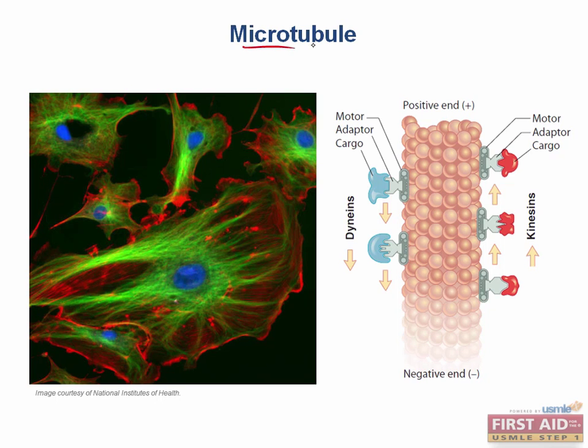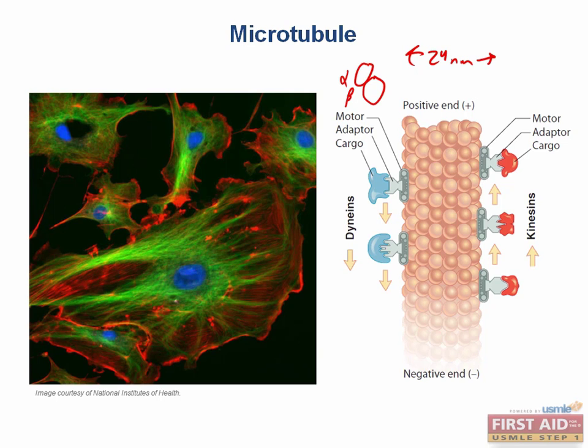Okay, let's talk more about microtubules. What color are they in this image? They're the green ones. They're about 24 nanometers in diameter, which makes them the largest cytoskeletal element. They're cylindrical structures formed by polymerized dimers of alpha and beta tubulin. Each dimer has two GTP bound to it.